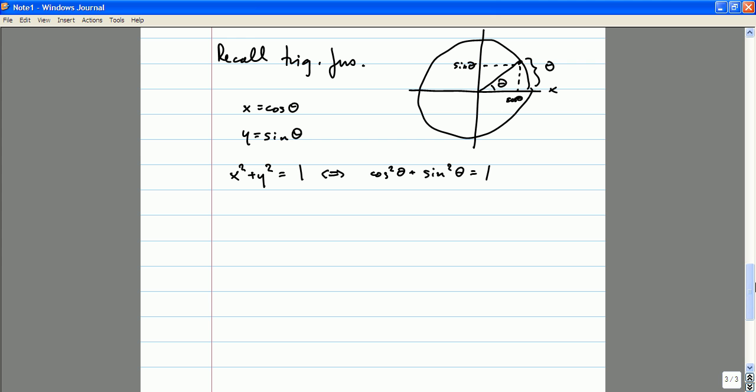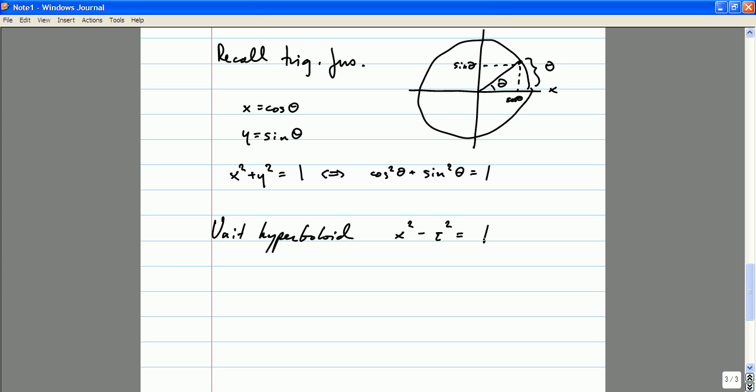I would like to define analogous functions which are related not to the geometry of the unit circle, but to the geometry of the unit hyperboloid. So what is the unit hyperboloid? Well, the unit hyperboloid is given by the equation x squared minus t squared is equal to 1.